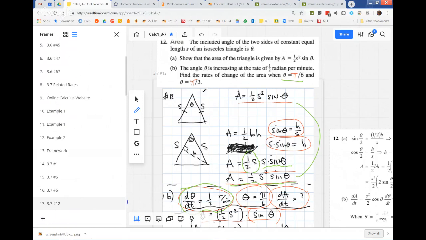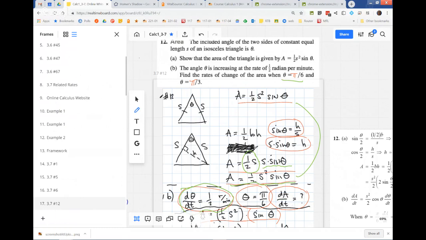And then secondly, part 2, when theta is something else, but let's just do one at a time. So theta is pi over 6. And what you're supposed to find is the rate of change of the area. dA dt is question mark. Okay, so now we've got our variables defined. The problem tells us d theta dt is 1/2 radian per minute. The angle we are currently at is pi over 6. And you're supposed to find the rate at which the area is changing, dA dt.